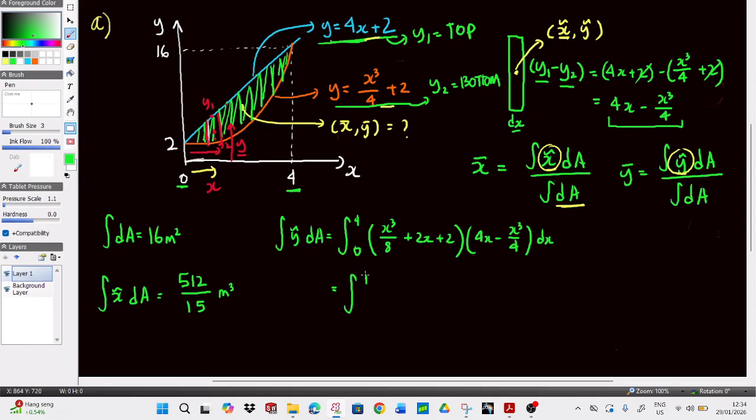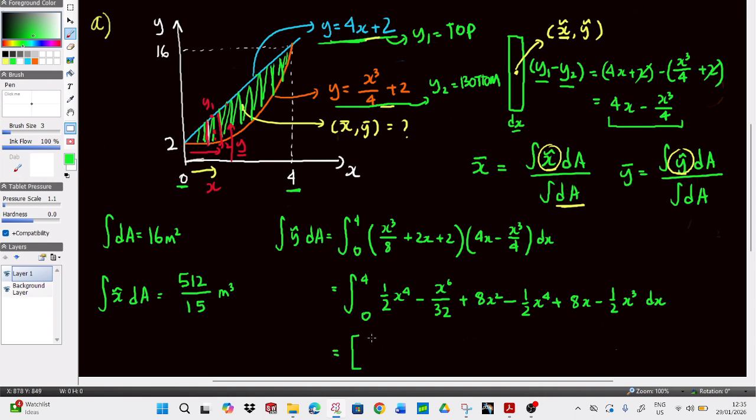We first simplify the expression, so it becomes 4 and 0, so this x cubed times 4x becomes 4 over 8, x to the power 4 becomes 1 over 2 x to the power 4, minus x to the power of 6 over 8 times 4 is 32, plus 8x squared, and then minus 2 over 4 becomes 1 over 2 x to the power of 4, plus 8x minus half x cubed, dx.